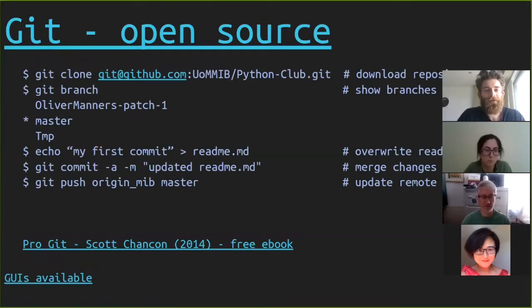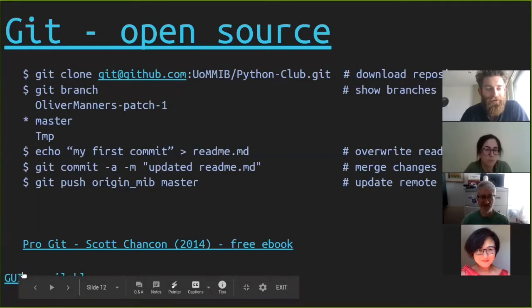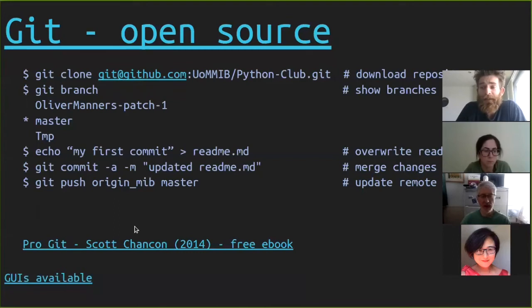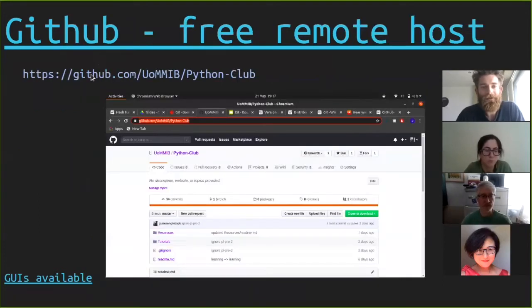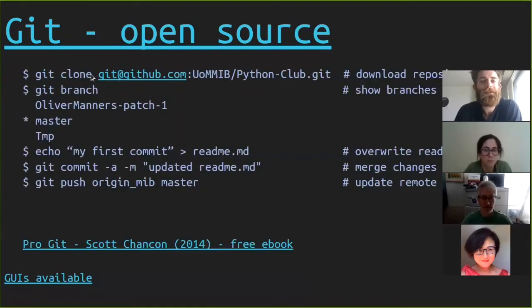So Git was primarily, and still is primarily, used as a command line tool, although GUIs are available. I've linked up some GUIs down here. A lot of them are free and fairly easy to use, I hear. But if you choose to use it from the command line, then you can get away with knowing about 4 or 5 commands. So in these commands here, I use git clone to make a clone of the Python Club repository.